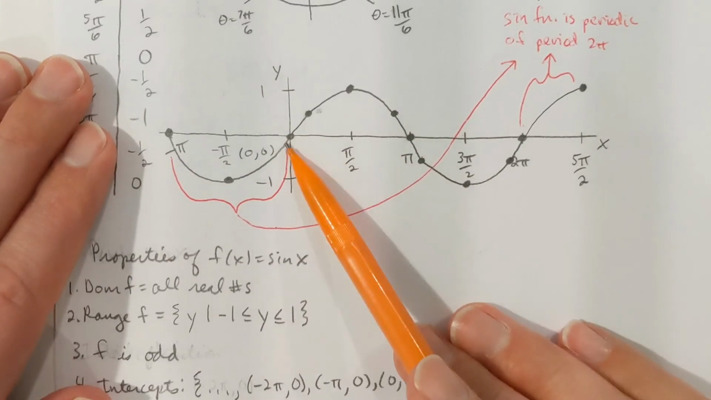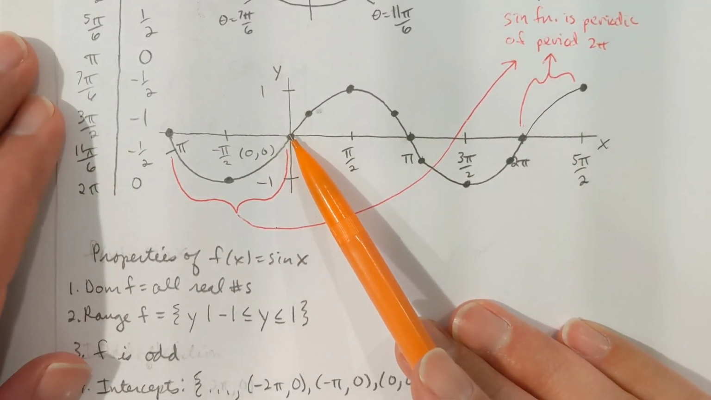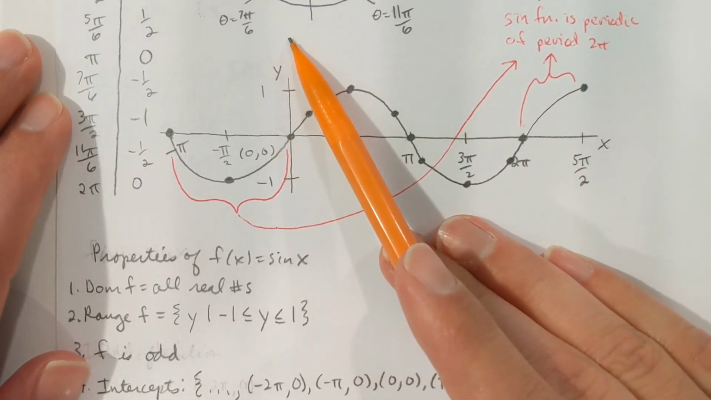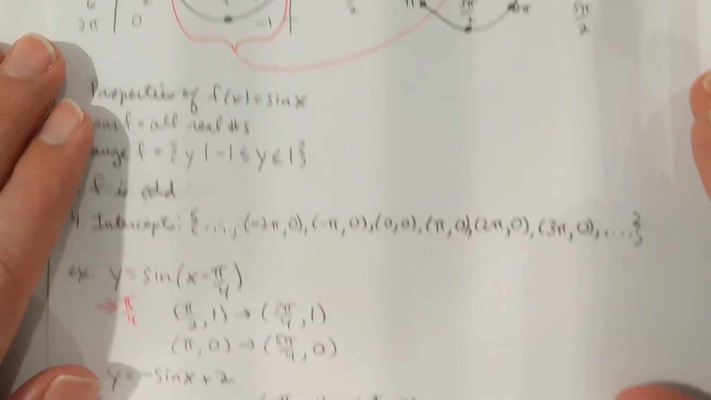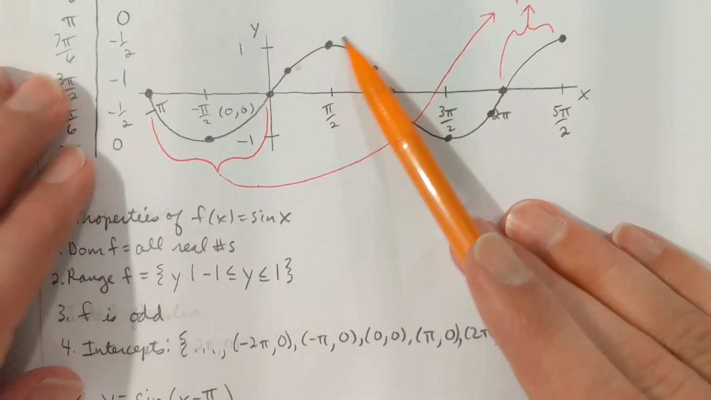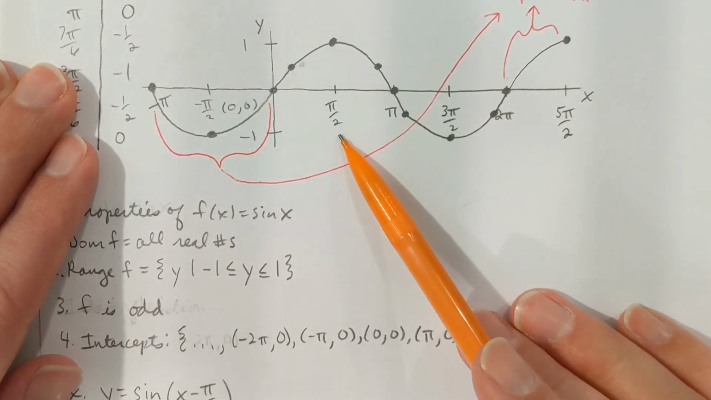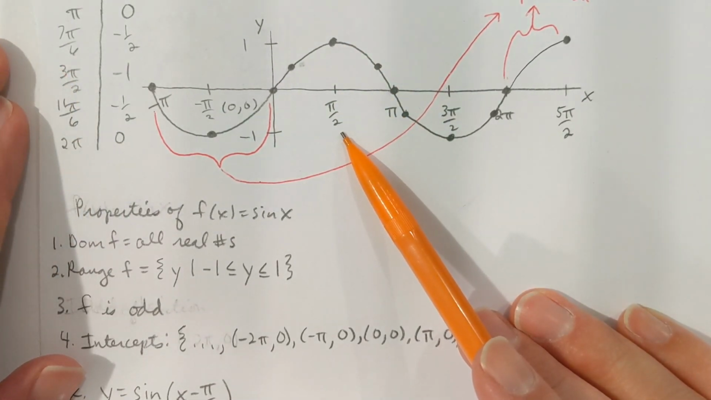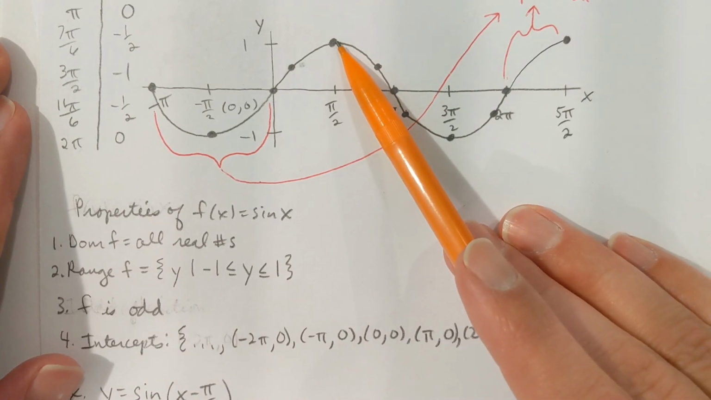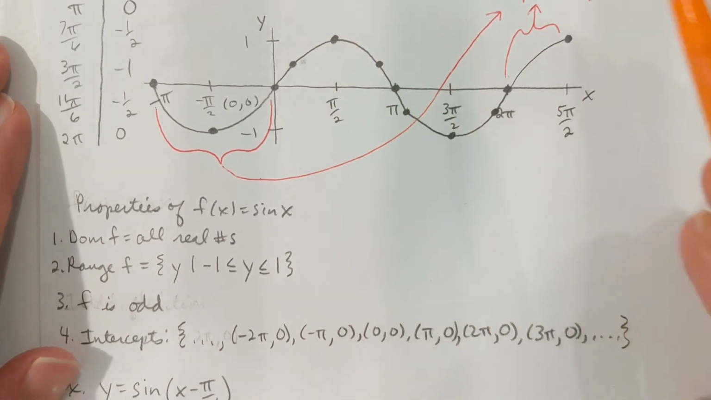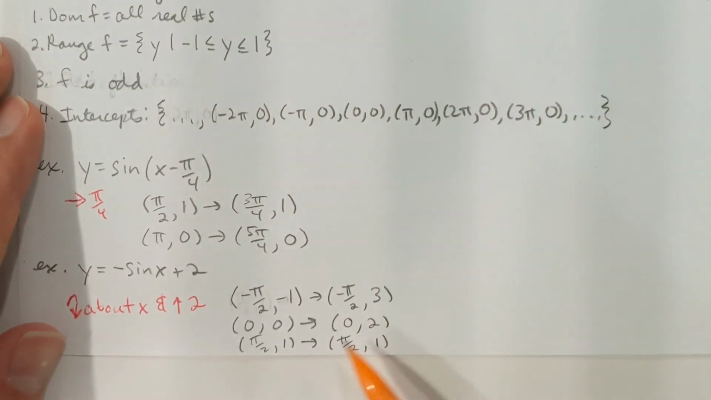0, 0 is on the original. Reflecting about x isn't going to change anything. You're just going to simply shift that up 2 units, though, so that'll be at 0, 2. And then here's pi over 2, 1 on the original. When you reflect about x, that'll put you at pi over 2, negative 1. Shift that up 2 units, and you'll be right back to the same point that you started off with, at pi over 2, 1.